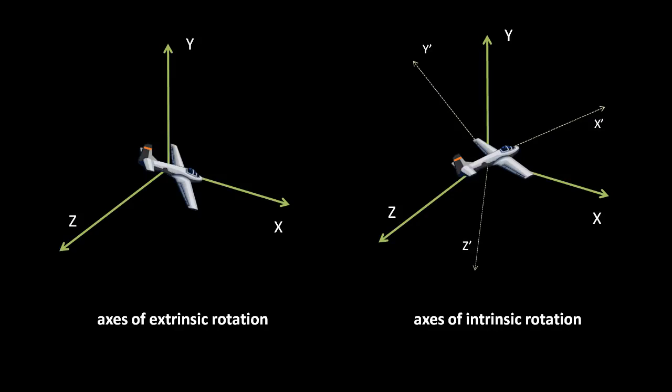And be clear that each time we rotate the plane, we implicitly produce a new set of intrinsic rotation axes. After a second rotation, we'd call the third set of axes x double prime, y double prime, and z double prime. And then after a third rotation, we'd call the fourth set of axes x triple prime, y triple prime, and z triple prime, and so forth.